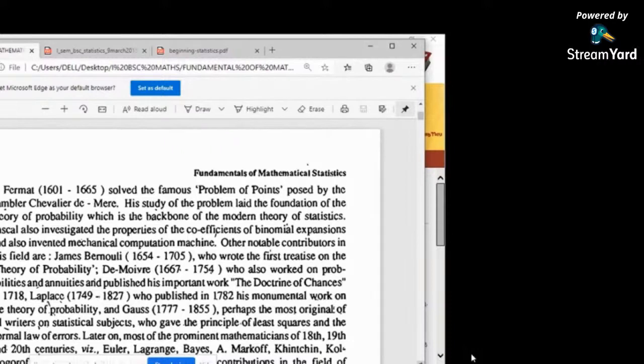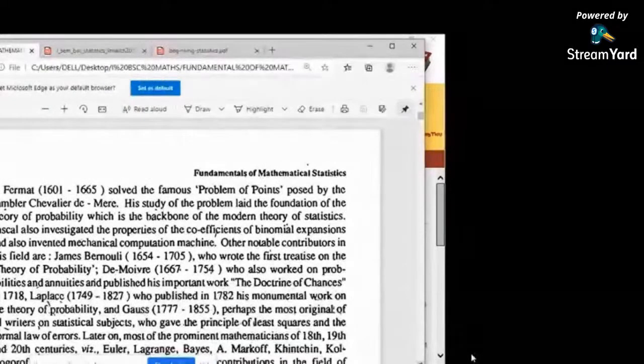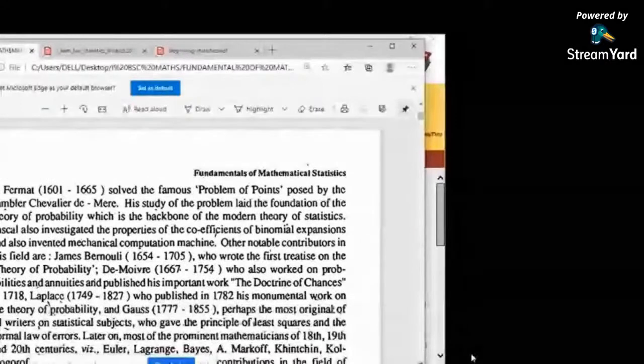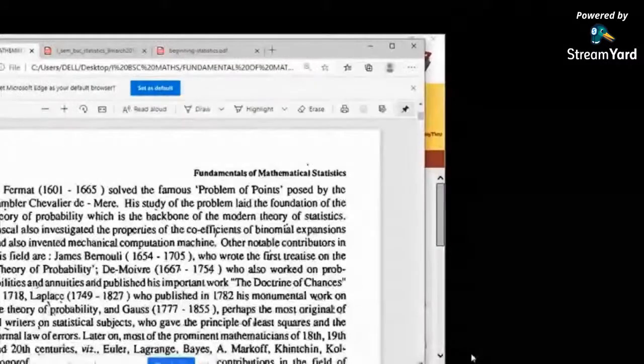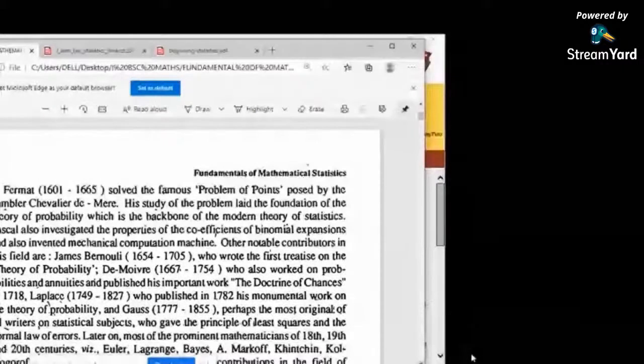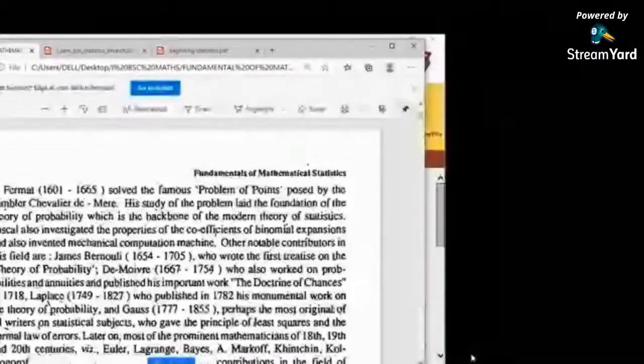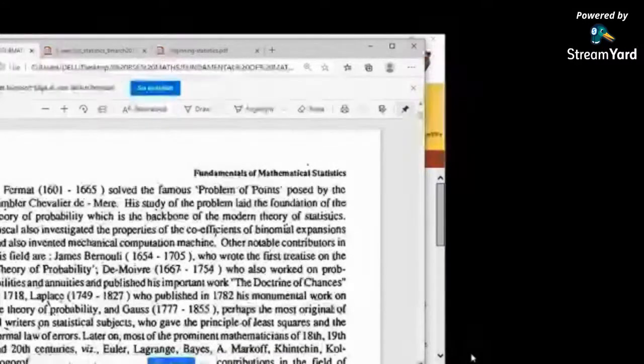Other notable contributions in this field are by Bernoulli. In the next semester you are studying Bernoulli's law of large numbers and De Moivre's central limit theorem. All these developments started during the period of James Bernoulli. James Bernoulli gave the ideas of modern probability theory. You can see De Moivre's central limit theorem.